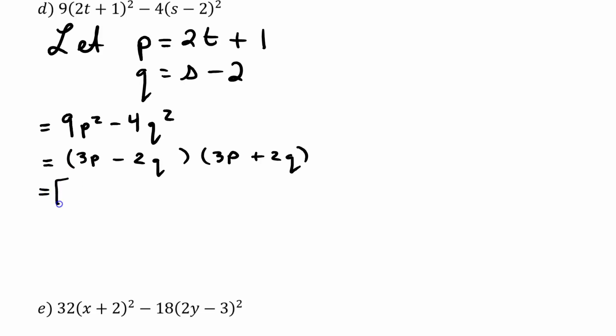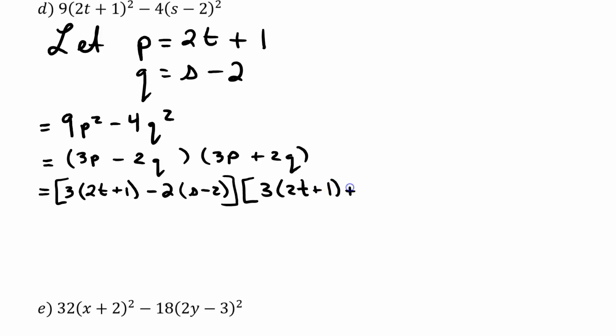So I'm going to get out my square brackets because it's just easier to organize. So I'm saying 3, and instead of p, I'm going to write 2t plus 1. Minus 2, instead of q, I'm going to say s minus 2. Close bracket. So I have this entire bracket here. Now I'm going to expand again. So 3 times p, which is 2t plus 1, plus 2q, which is s minus 2.